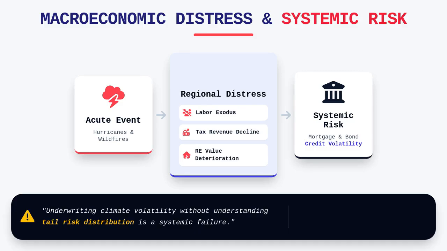If your portfolio is heavily skewed toward assets in high-risk zones, you are effectively underwriting climate volatility without a clear understanding of the tail risk distribution. By systematically quantifying these impacts, you provide the necessary visibility for the board to decide whether to transfer this risk, mitigate it through hardening, or move the exposure elsewhere.